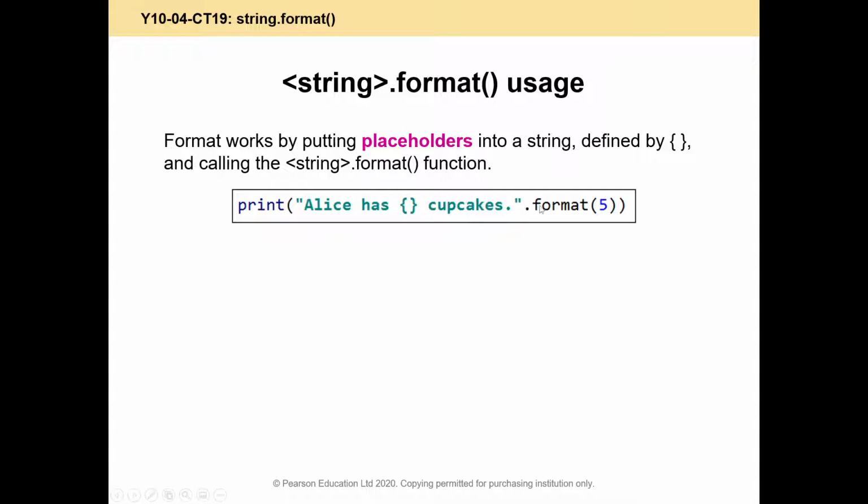And then after the string, we're saying dot, which means we're going to do something with the string. What we're going to do is format it. Well, that just means we're going to put in this value here. So this is going to say Alice has 5 cupcakes.